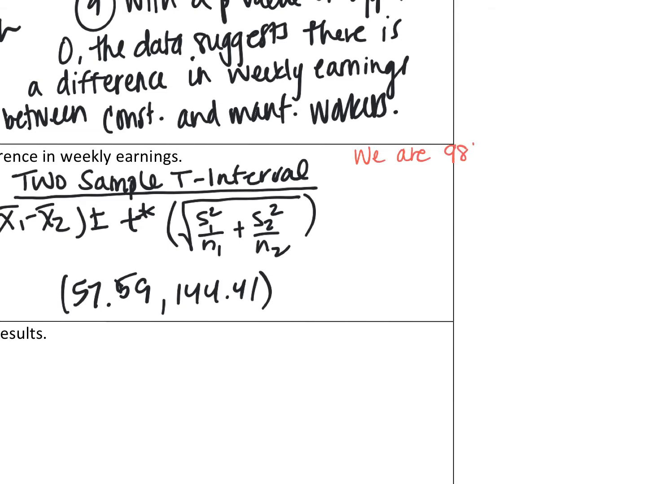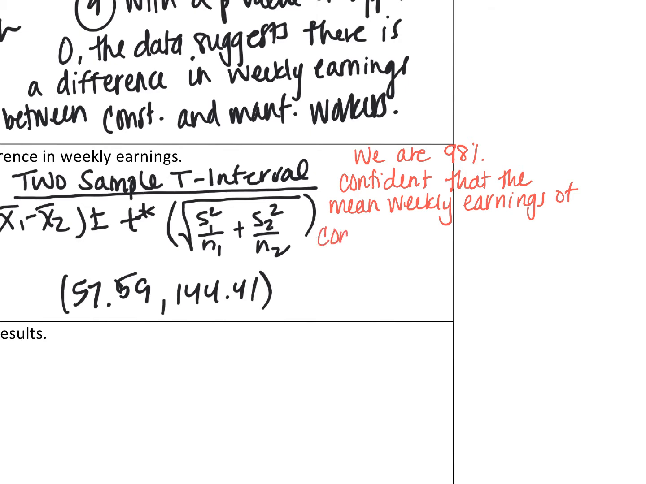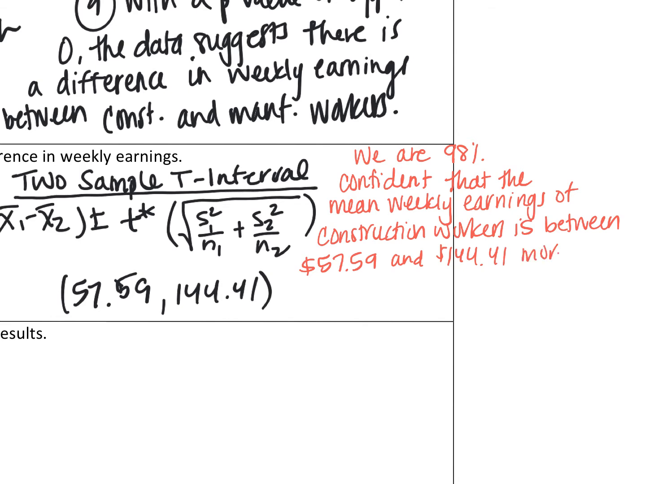We are 98% confident that the mean weekly earnings of construction workers is between $57.59 and $144.41 more than manufacturing workers. Okay?